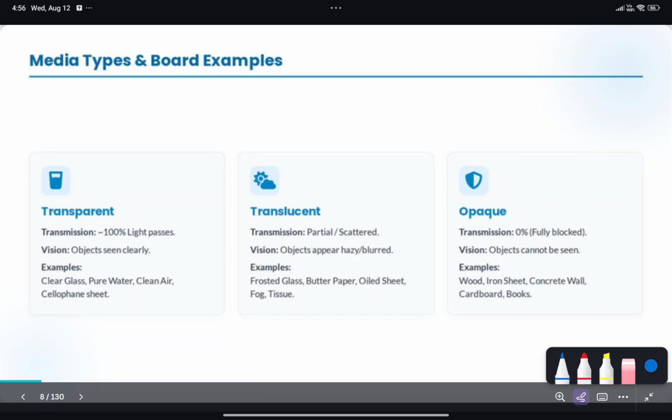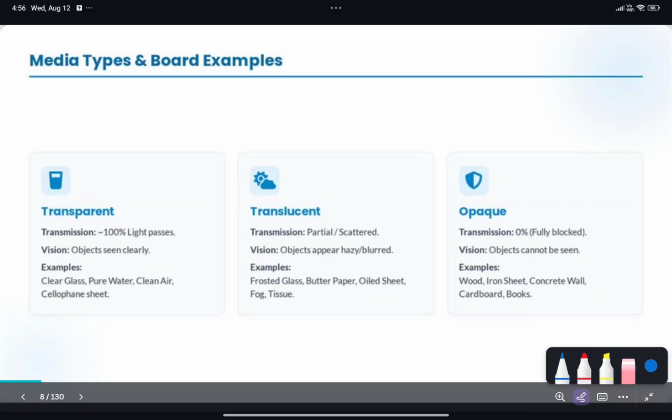Next one is translucent. Objects appear hazy and blurred. In the case of opaque, objects cannot be seen. Examples for transparent material: clear glass and pure water. We can see any object through pure water. Yes, absolutely, so clean water we also treat as a transparent medium.